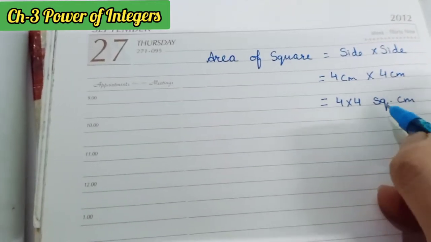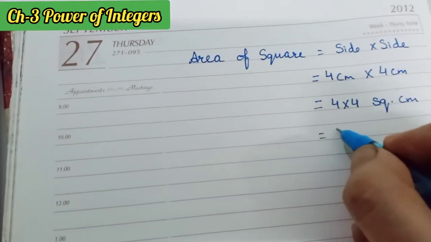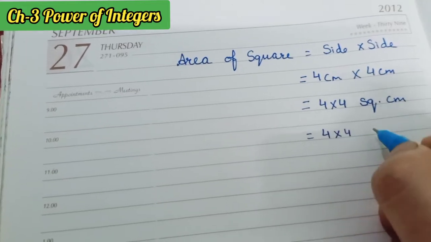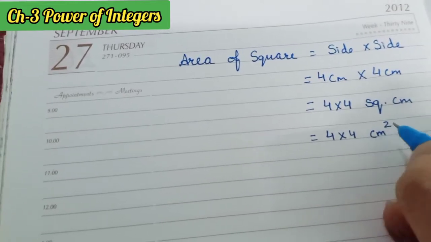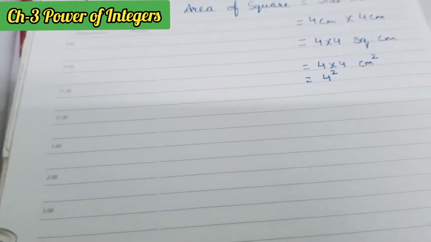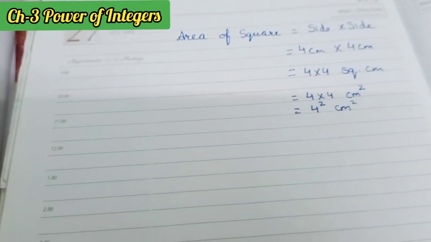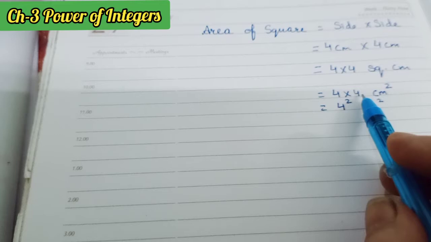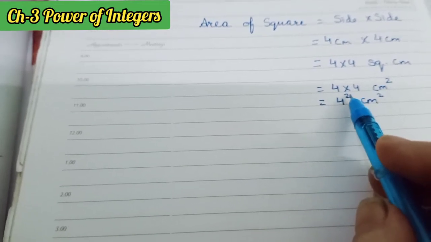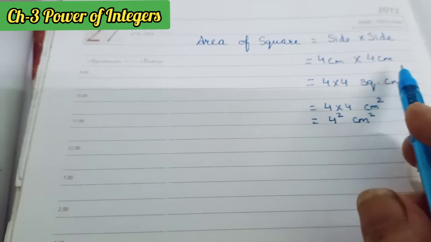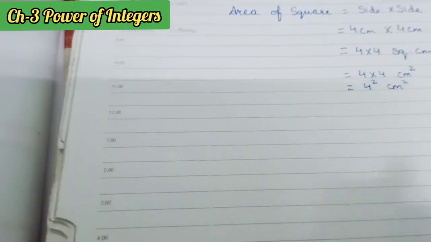Now you can also write 4 multiply 4 centimeter square. Here 4 multiply 4 can be written as 4 2 times, 4 2 times centimeter square, because 4 is written 2 times, so we can write 4 2 times centimeter square, because centimeter is also written 2 times.